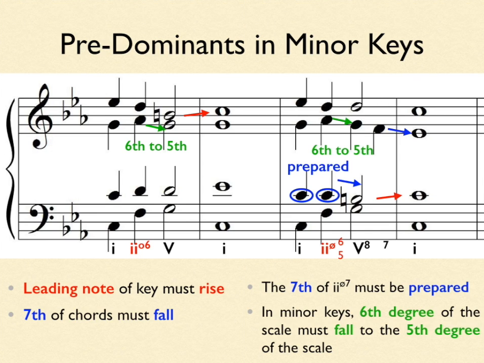So we must make sure that the 6th degree of the scale falls to the 5th degree of the scale if you're using it in a predominant chord. And let's hear how that sounds. Let's do the first example. And here's the second example.